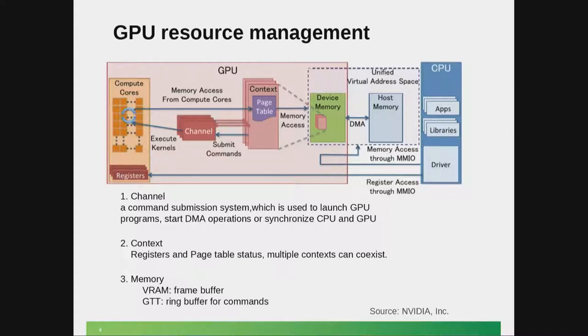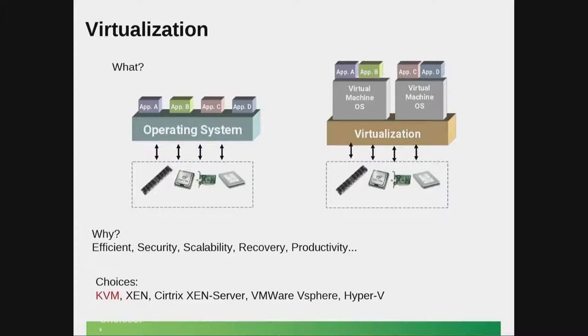So to make virtualization work, we need to pass through all this work inside the virtualization and try to make it as fast as possible. So now we have a basic idea of the GPU. Let's jump to virtualization, which is my favorite part. First, what is virtualization? I think most of you already know that. It's just an extra layer, and with this layer you could run multiple OSes on one machine.